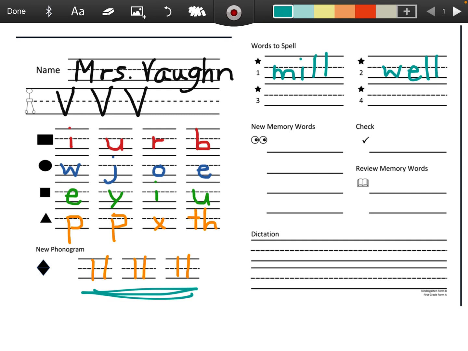All right, and for number 3, please write the word fill, like fill up the cup. Fill. Good. F-I-L-L. So we had that double L at the end.